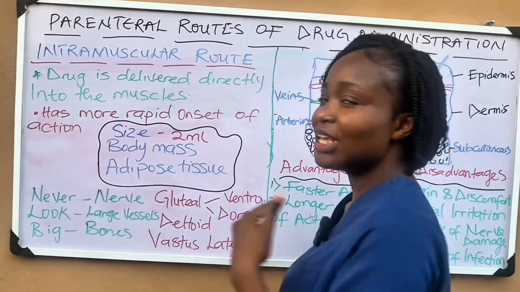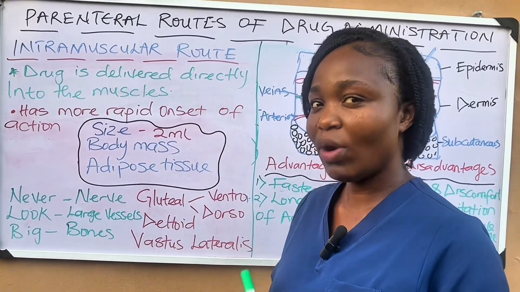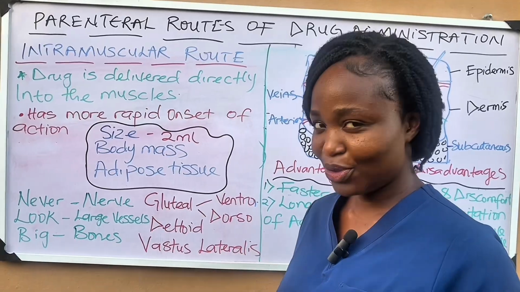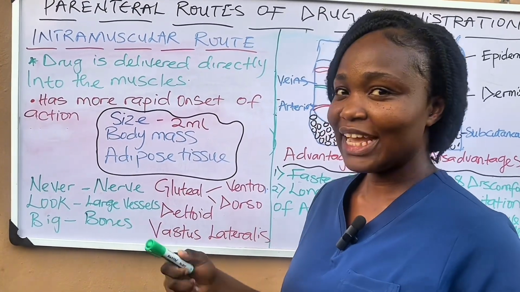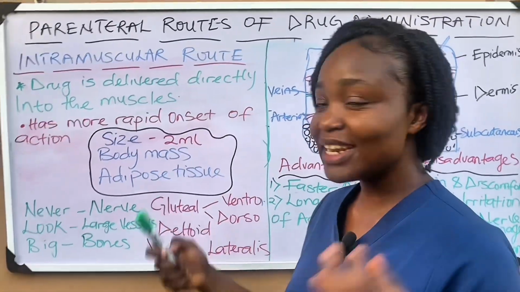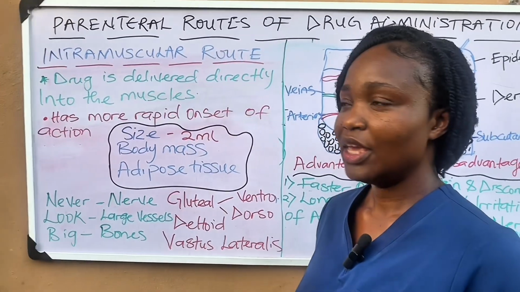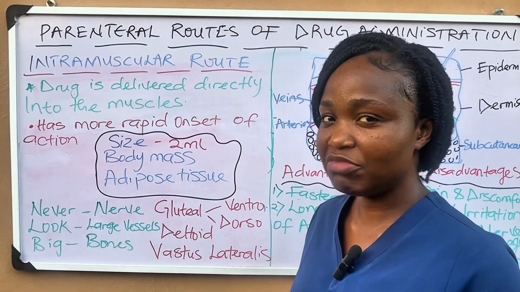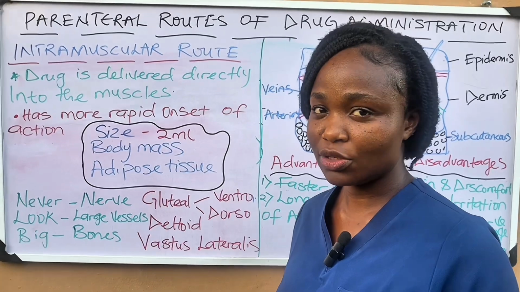Now, I wrote a mnemonic here that helps you to learn the sites to avoid while administering a drug. You don't want to give a drug intramuscularly that is close to a nerve. You are looking out, you don't want to get to a nerve. I wrote this mnemonic here, NEVER LOOK BIG, and this represents 3 different sites that you should avoid. Firstly, the nerve. You don't want to give the drug close to a nerve. The reason is to avoid the risk of nerve damage. There's a lot of risk of nerve damage when it comes to administering medications, and you want to be on the watch out.